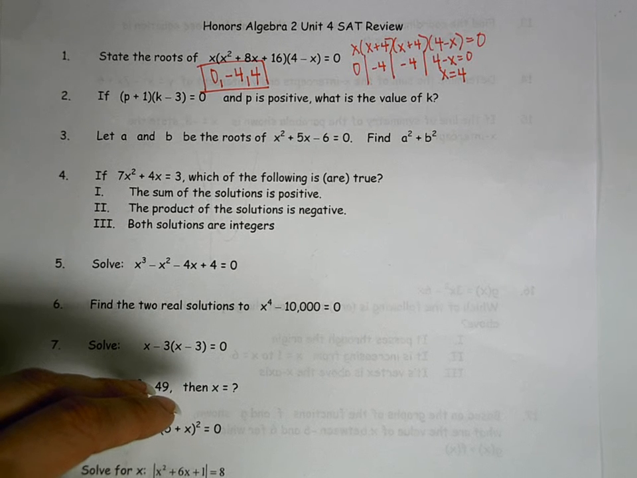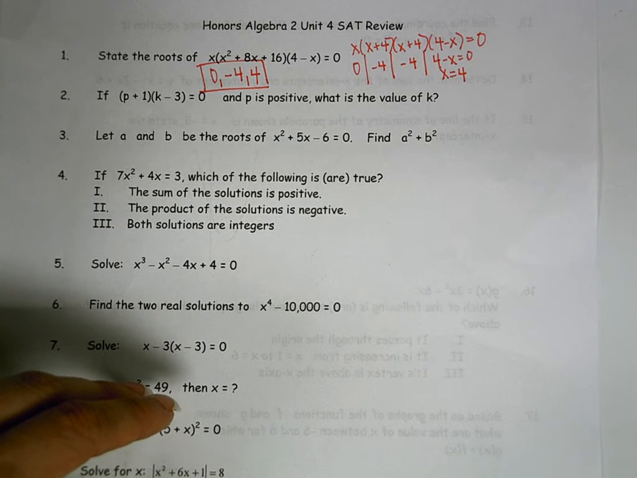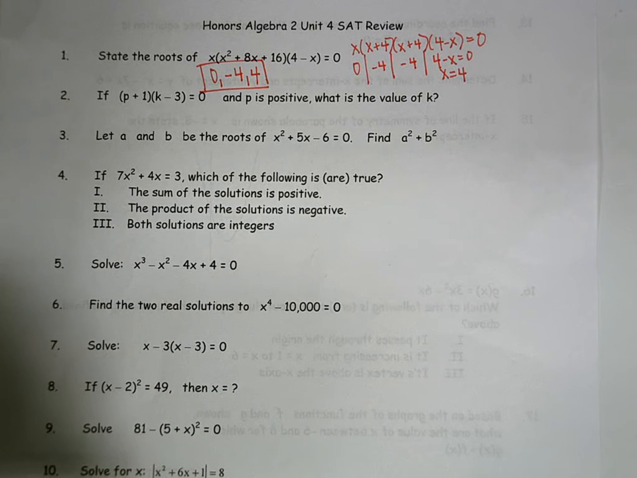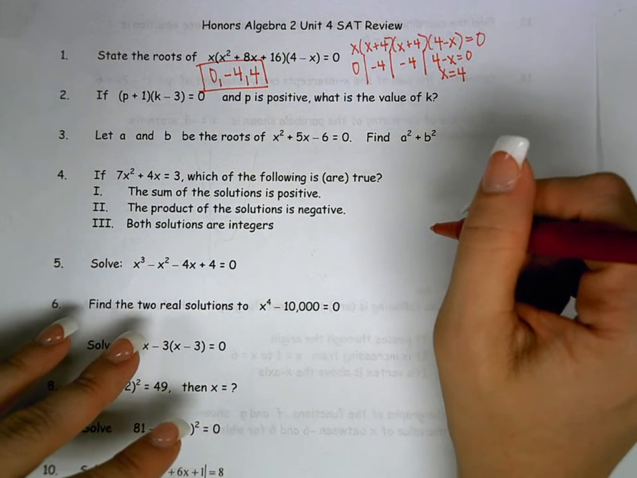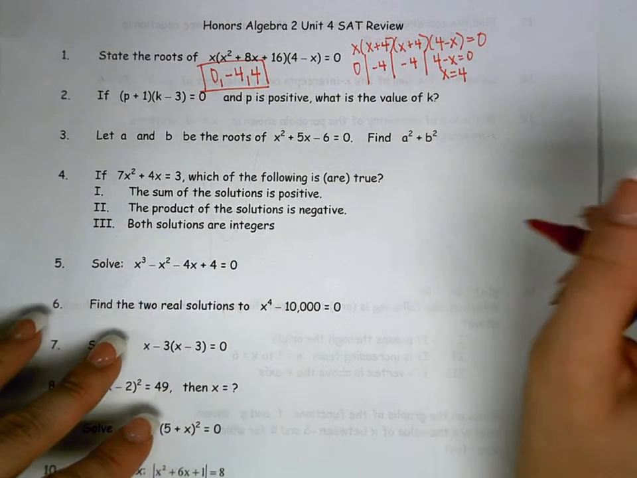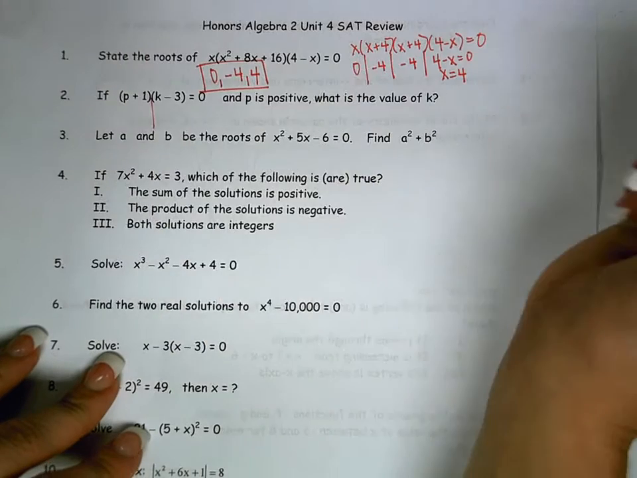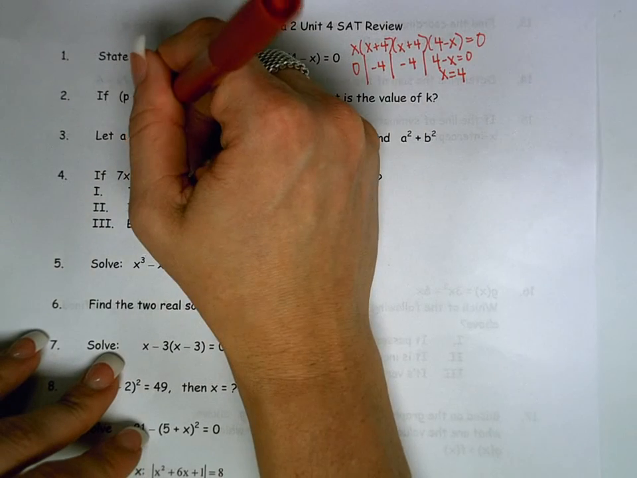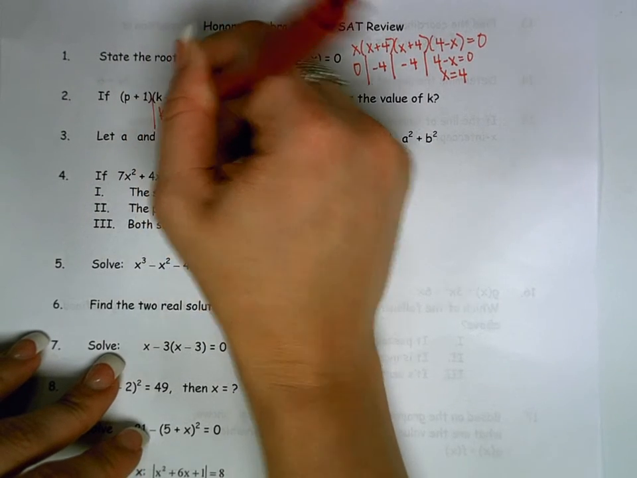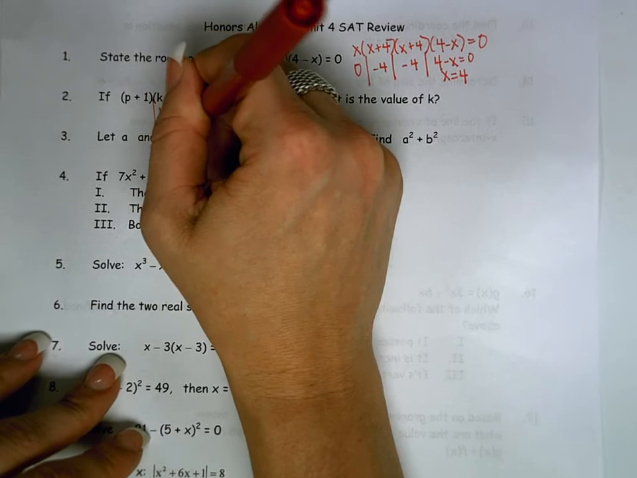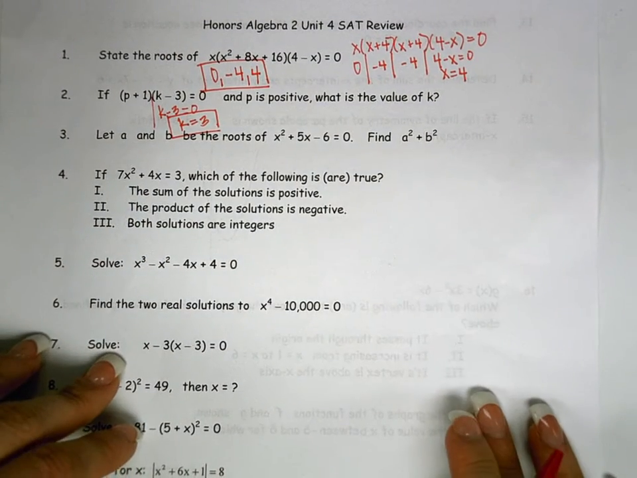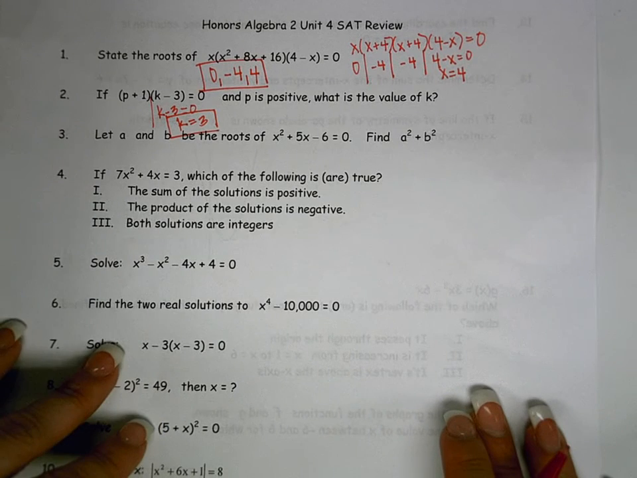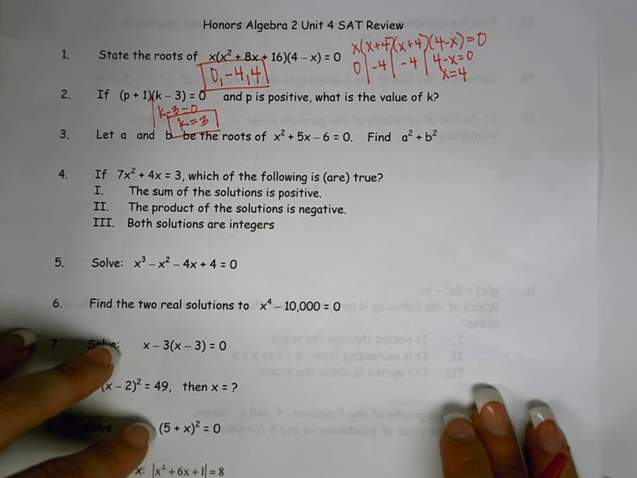If p plus 1 times k minus 3 equals 0 and p is positive, what is the value of k? P doesn't matter. It makes no difference at all here. So all you really have to do is set each part equal to 0. So if k minus 3 equals 0, move it over, we get k equals 3. That's it. They're just giving you extra information that you really don't need.